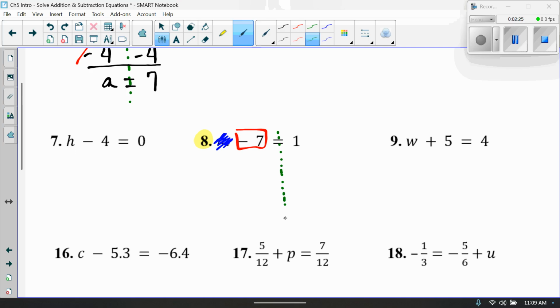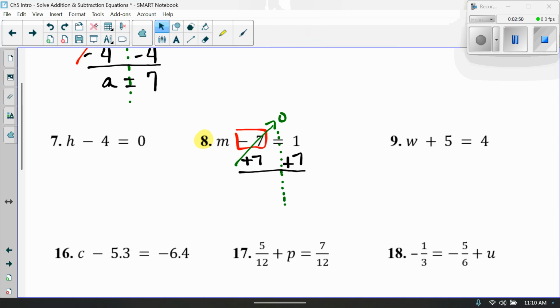So we want to get rid of the negative 7. What is the inverse of a negative 7? Positive 7. So we're going to add 7 on both sides. Now, this is a number plus its opposite. That's equal to 0. So now we have m plus or minus 0. That's equal to m. So we're going to bring that down. Is equal to 1 plus 7, which is 8.